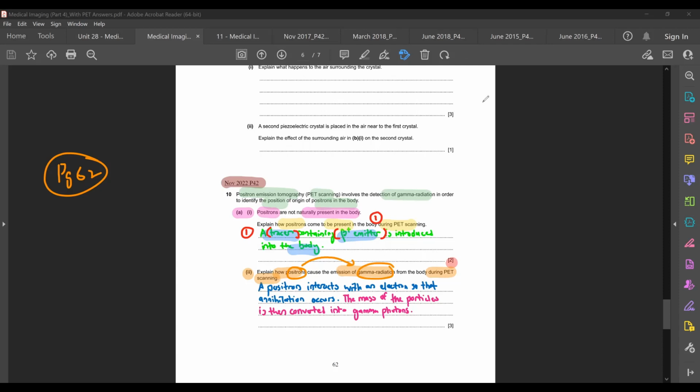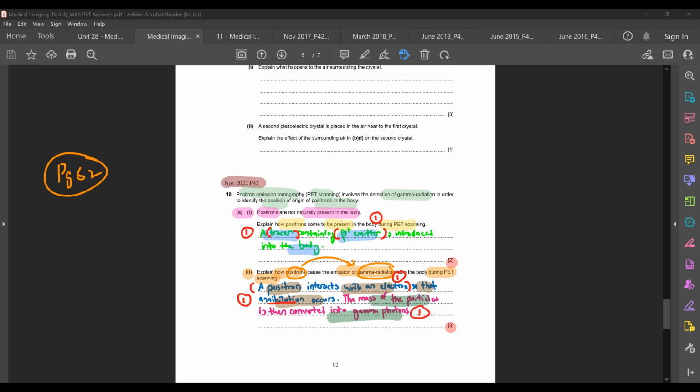So this one again will relate to your annihilation process. You would have to say that a positron interacts with an electron so that annihilation occurs. The mass of the particles is then converted into gamma photons. Again, this is worth 3 marks. If you say a positron interacts with an electron, 1 mark. Annihilation occurs, another mark. Mass of particles converted into gamma photons, that is the remaining mark.